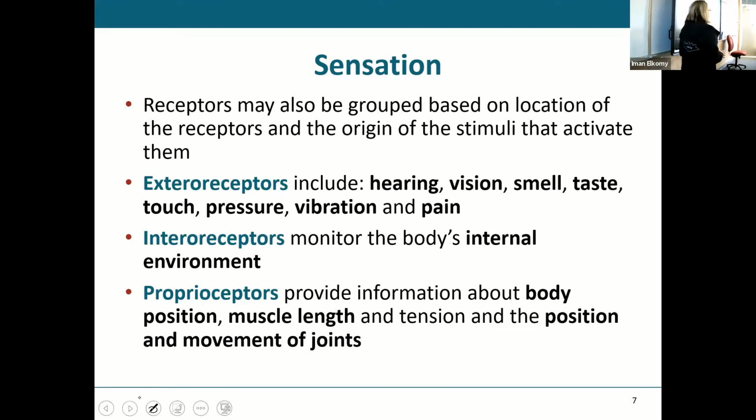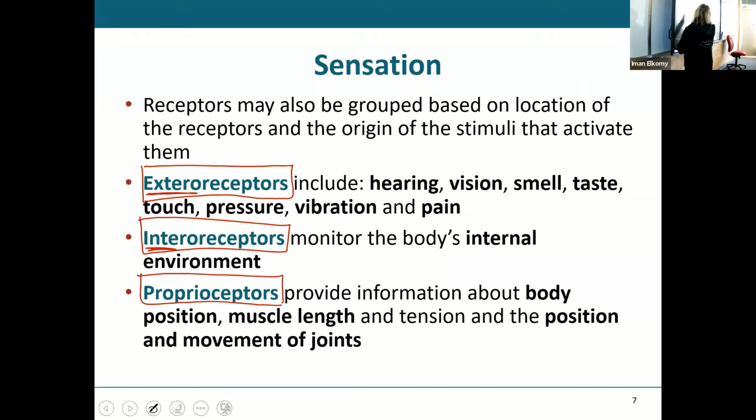Another way of classifying these would be according to their location or what stimulus will initiate an impulse. And this is the stuff you need to know because we have three basic groups. We have exteroreceptors, interoreceptors, and then proprioceptors. Those are special. Extero, I can guess, is probably on the outside, external. Intero is probably internal, right? And that's exactly what it is.